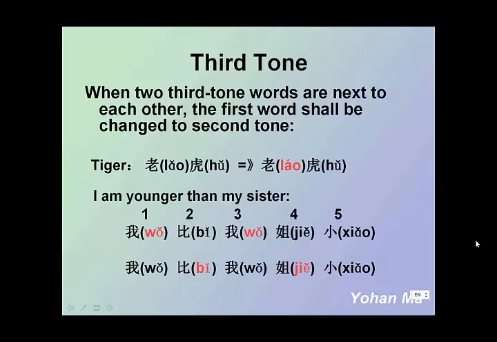For example, tiger. In Chinese, it is 老虎. But when two third tones are pronounced together, it is very awkward. You will have to nod your head twice. So, to make it easier, we change the first one, 老, into a second tone. Instead of 老虎, we say 老虎. It's easier. Got it?